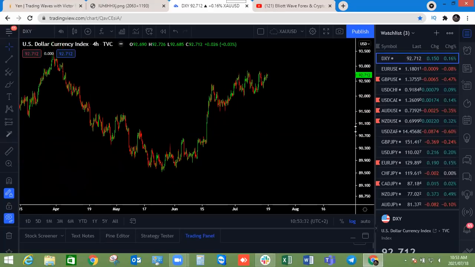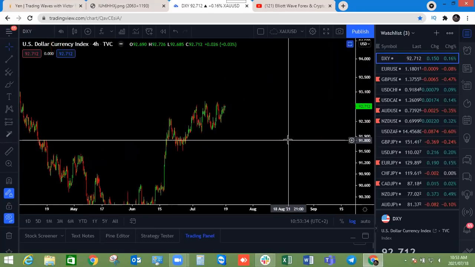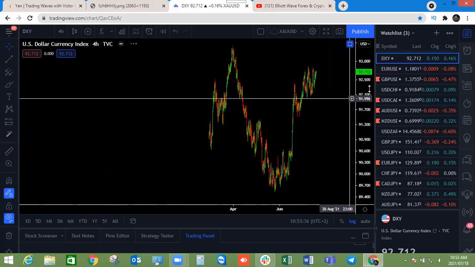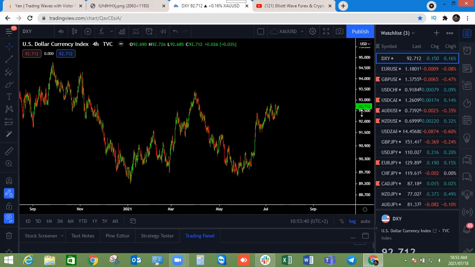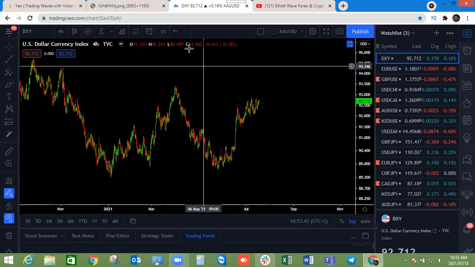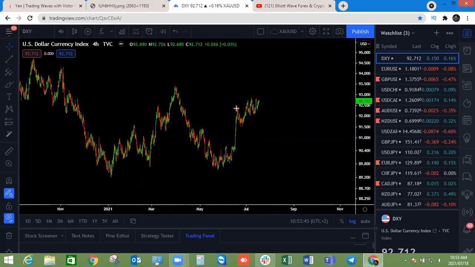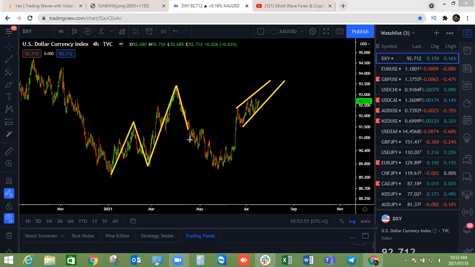So the DXY has been making higher highs, but as much as it's making higher highs, the RSI has been showing us downside. Just simply looking at this structure here, it looks like we're getting an ending diagonal. And the structure here is 3 waves down, 3 waves up, 3 waves down, 3 waves up, 3 waves down, and 3 waves down.